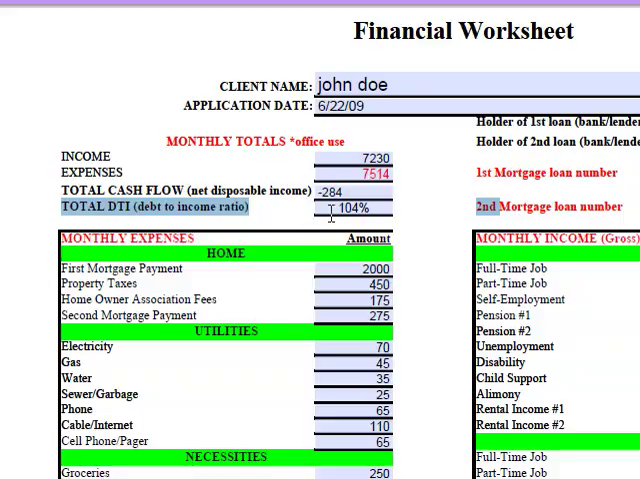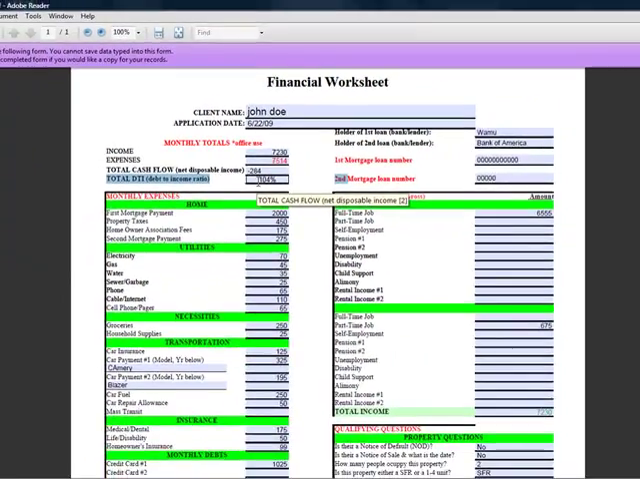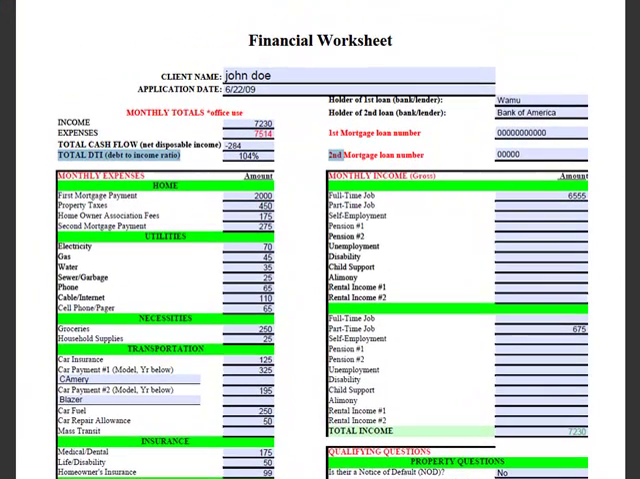If this number is at 150 or 200%, odds are that they're not going to get a loan modification, because whether they're at a 20% interest rate or a 0% interest rate, they cannot afford their mortgage. So if you have any questions, go back again and listen to this presentation because it's very simple on how to fill out a financial worksheet.